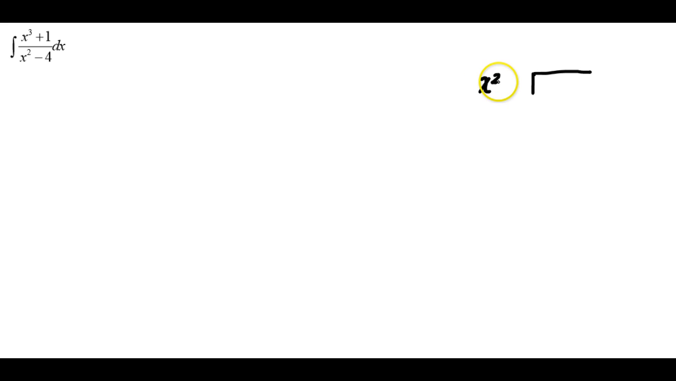I'm dividing x squared minus 4. So remember, just division, we divide the denominator into the numerator, so x cubed plus 1. To remind you about long division, we're looking for, what do I have to multiply x squared by to get to x cubed? So I have to multiply by x. And then I multiply x times this divisor. And so x times x squared is x cubed, and x times minus 4 is minus 4x.